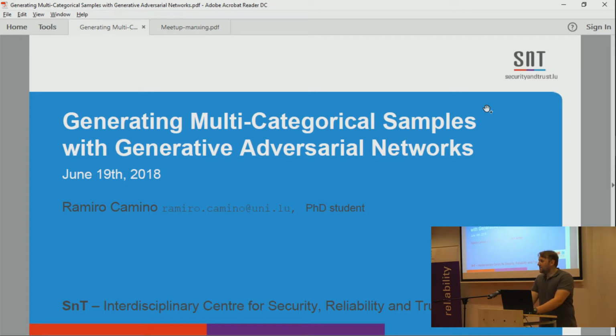Well, today we have two talks from researchers here at the SNT from the Sena Lab, so data management and services. So they're presenting the work they are doing with their industry partners. So the first speaker is Ramiro Camino, and he's going to talk about GANs, so generative adversarial networks.